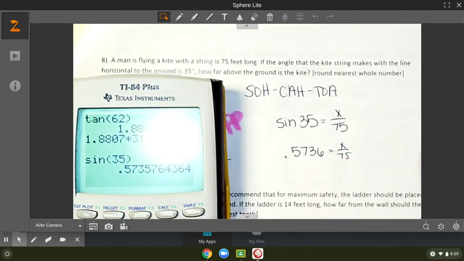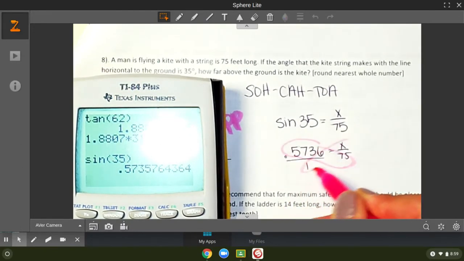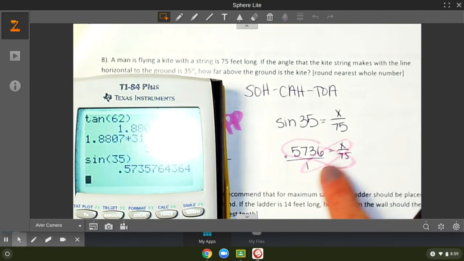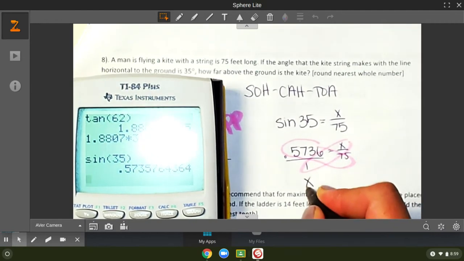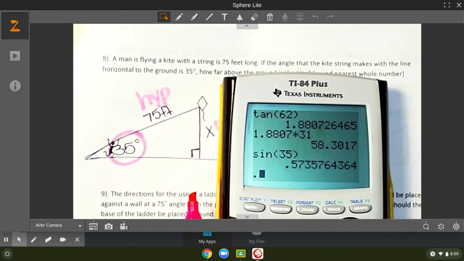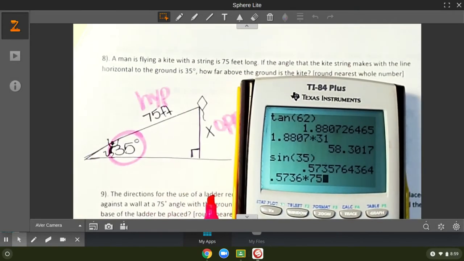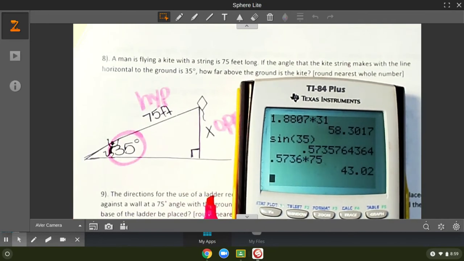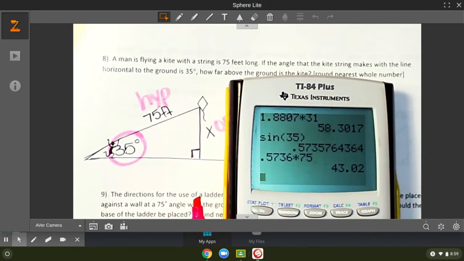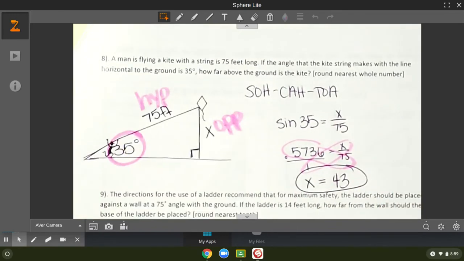A number equal to a fraction, we put the number over 1 because now we have a fraction equal to a fraction and we can cross multiply. Now 1 times x is just x, equal to, and now I'm going to multiply across. 0.5736 times 75, and the kite to the nearest whole number is going to be 43 feet above the ground.